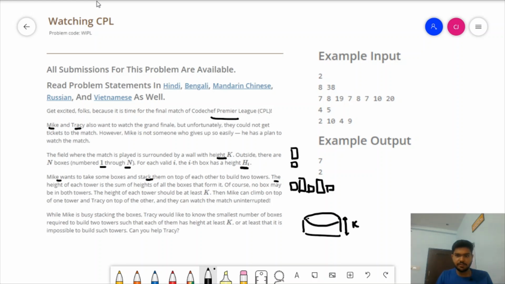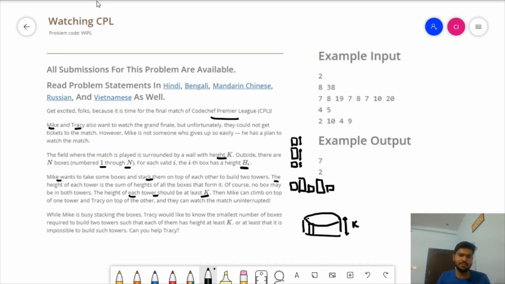Let us suppose that this is a tower. So we have certain heights of each box, and the sum of the heights of the boxes will be the height of the total tower. Of course, no box may be in two towers, so we cannot select the same box in both towers. The height of each tower should be at least k. To see the match from this level, we have a wall of height k, so the height should be greater than or equal to k to watch the match.